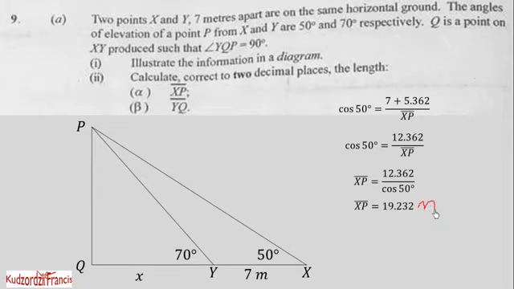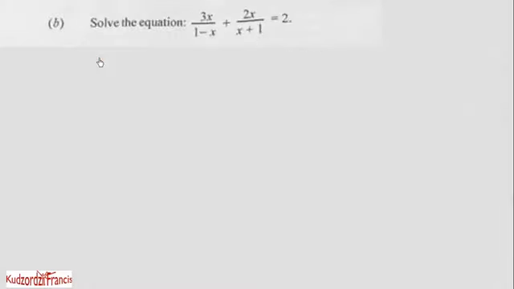We are supposed to do it to 2 decimal places. So that will give you 19.23 meters. So this is how it's supposed to be. Q cannot be between x and y because of the expression here, xy produced.